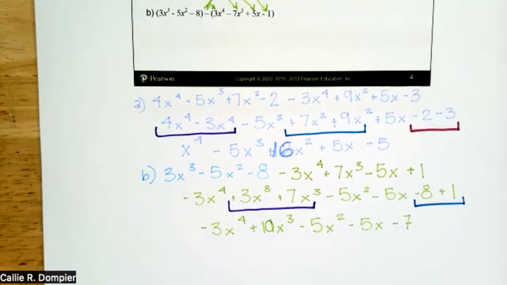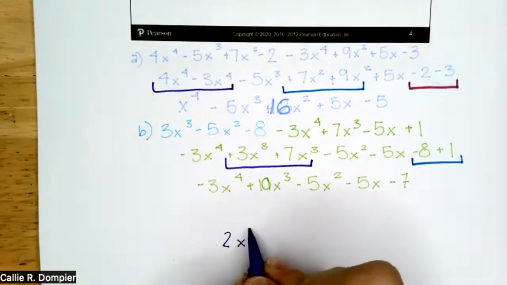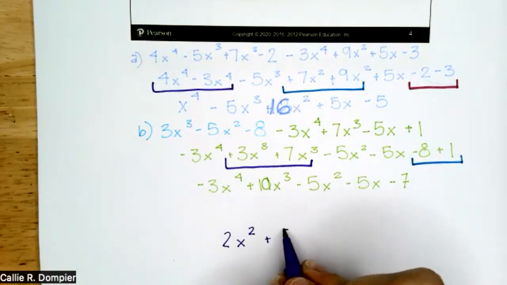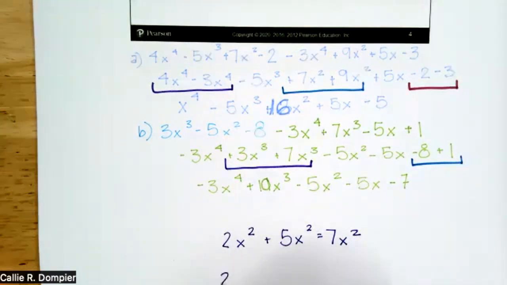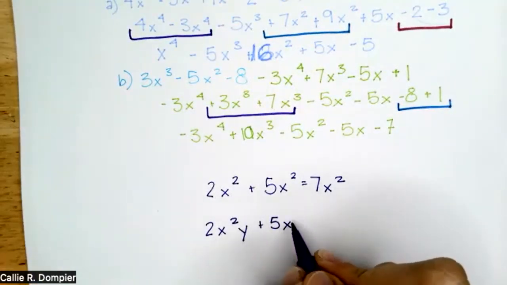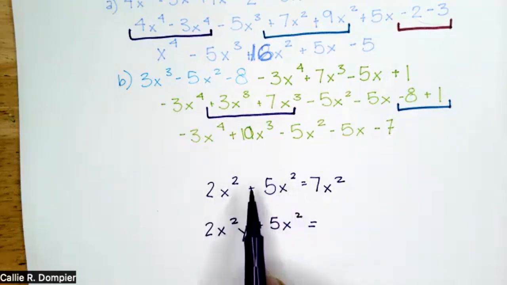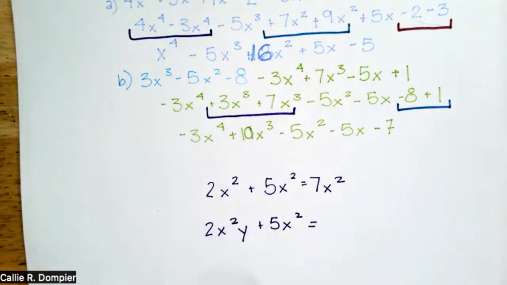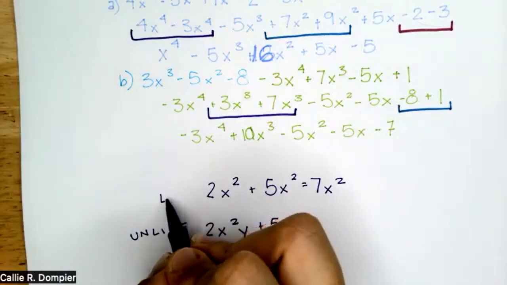All right, just also to be clear, let me give you an example of like terms, right? 2x squared plus 5x squared is 7x squared. But if I had like 2x squared y plus 5x squared, I cannot simplify that because that one has a y. So they have to have the same exponents raised to the same powers to actually be like terms. Unlike. And these are like.